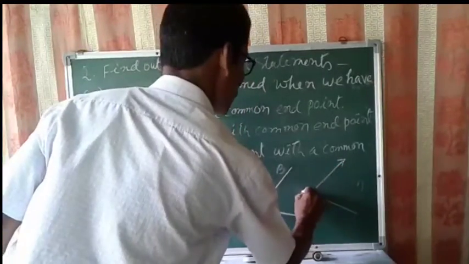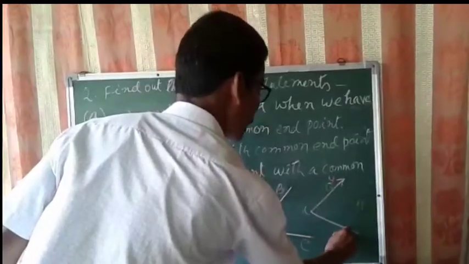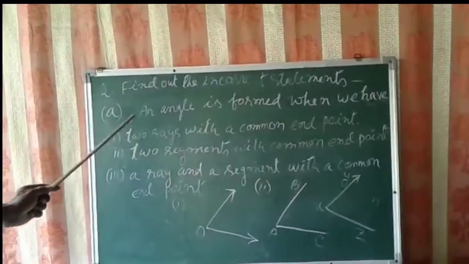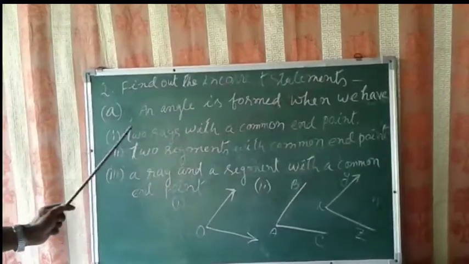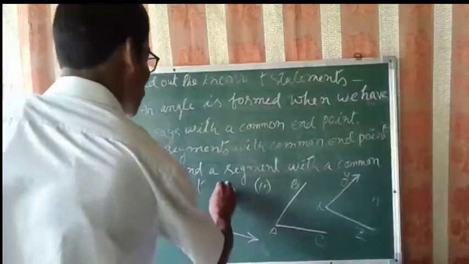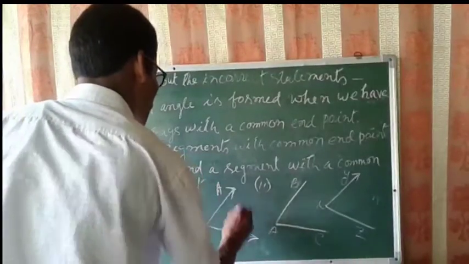Suppose X, Y, Z. An angle is formed when we have 2 rays. Suppose this is OA, OB.